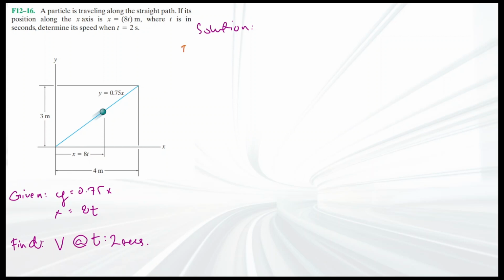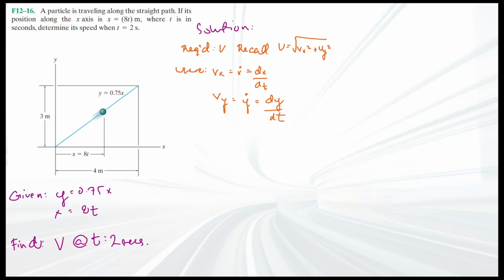So if you recall, the magnitude of the velocity here will be equal to the square root of the sum of squares of its x and y components, basically. So that will be square root of vx squared plus vy squared. Also recall where vx here is simply the first derivative of position, or simply dx over dt. The same goes for vy. We can represent it as y prime, dy over dt. So let's start with vx first.